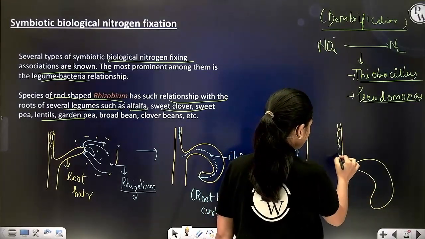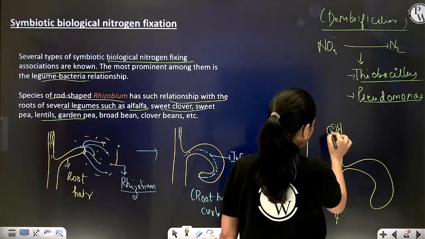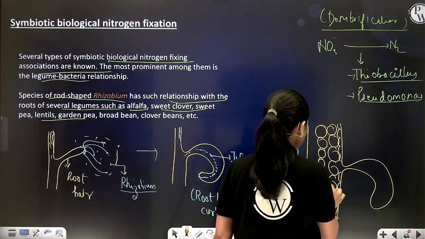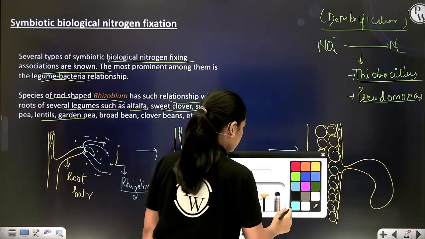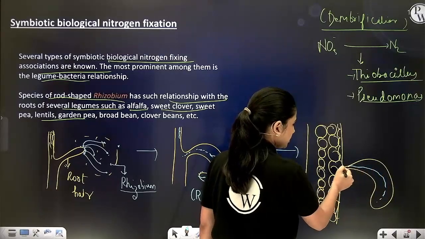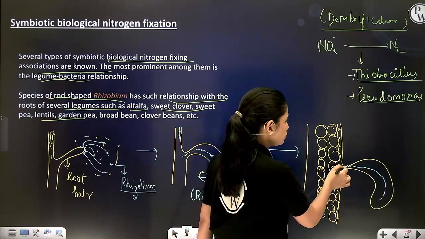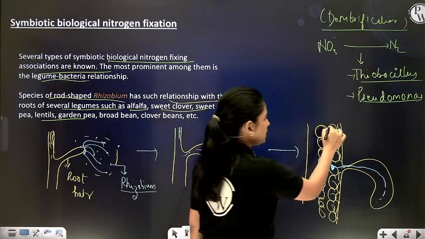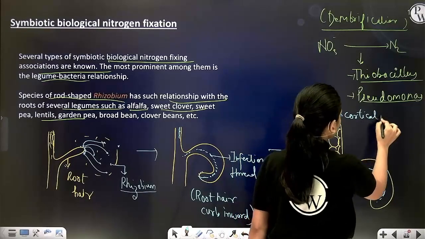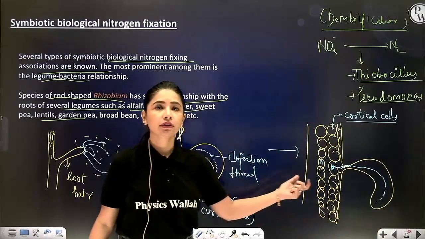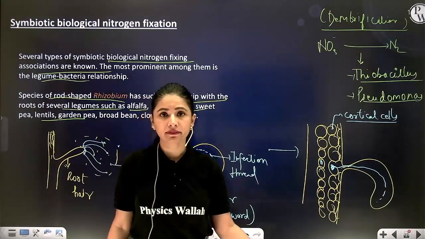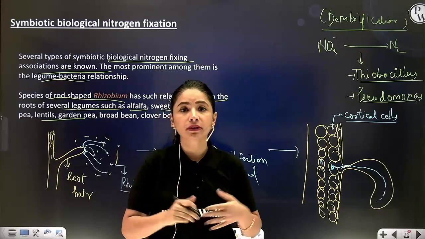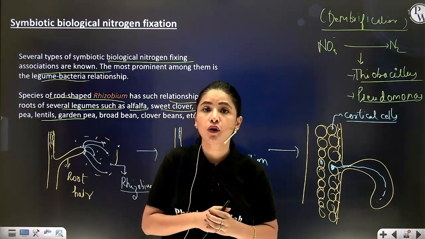So these are the epidermal cells, followed by cortical cells. Then you know the anatomy, followed by endodermal and pericycle cells. Now here is the infection thread with bacteria. This infection thread then enters into the cortical cells, as well as some entering into the pericycle cell. So these are your cortical cells. Once the infection thread reaches the cortical cell, the bacteria stop dividing and rather start increasing their size. Apart from the bacteria stopping division and increasing their size, the cortical cells also start differentiating.